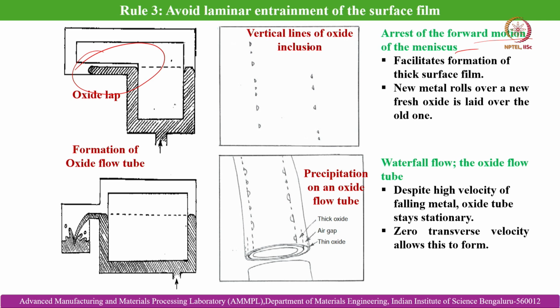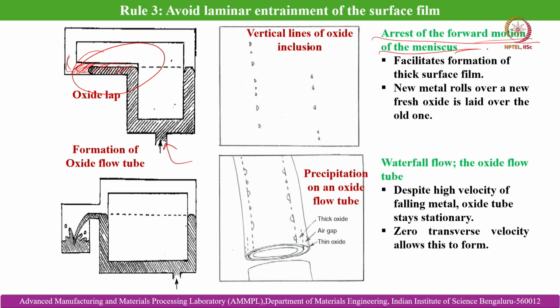Assume that there is a stop while pouring the liquid melt within the die cavity. Basically, we are pouring from here, then suddenly it experiences cooling and there is a surface film formation, and again the fresh metal comes in and rolls over it, and then this portion which is solidified gets entrapped within the solidified object, and that creates the entrainment of the surface film. This is the example of arrest of the forward motion of the meniscus.